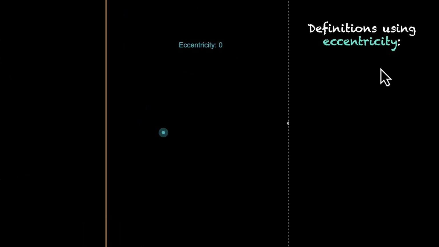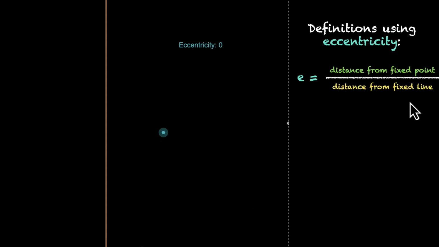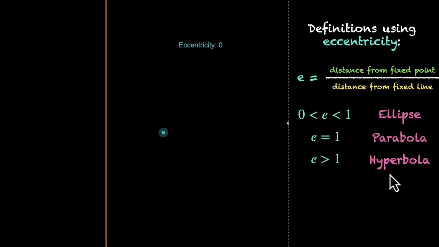So let's write that down. First, let's define eccentricity. It's the ratio of the distance from a fixed point and the distance from a fixed line. This is called the focus, and this is called the directrix. When the eccentricity is between 0 and 1, we get the ellipse. When it's exactly equal to 1, we get the parabola. And when it's more than 1, we get the hyperbola.